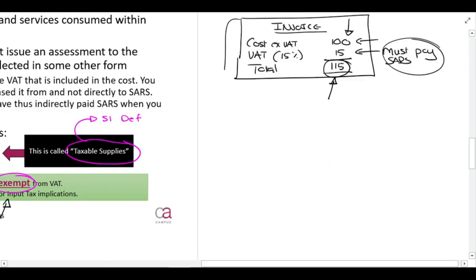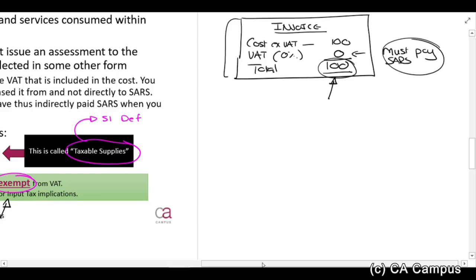So here in this invoice I had, where it said cost excluding VAT is 100, VAT is 15%. If it was zero rated, so 0%, the VAT would be 0 and the total would be 100. That 100 is then considered an amount including VAT. But how much is the VAT? 0 rands.